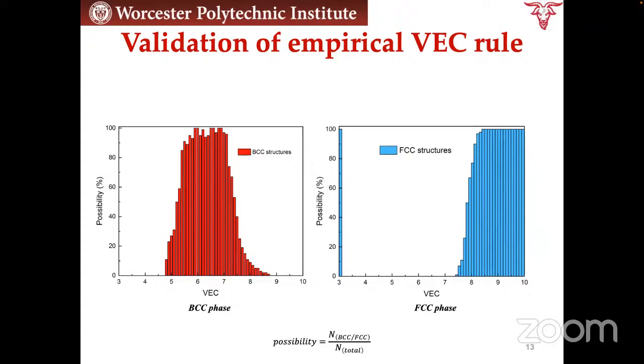And remember the VEC rule, right? So if your VEC number is very, very high, FCC should be stable. And this tells you a 100% possibility that FCC is stable based on our several thousand calculations. And for the BCC in this region, you got more than 90% chance the BCC will be stable here. So it shows that the VEC actually is a very good parameter that we can use to further investigate high entropy alloy.